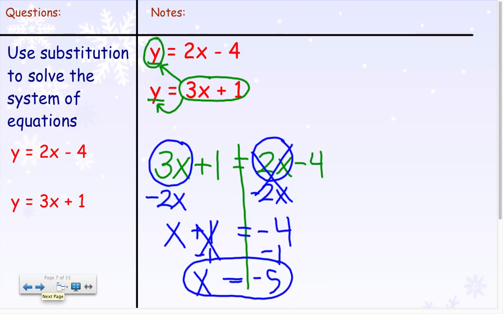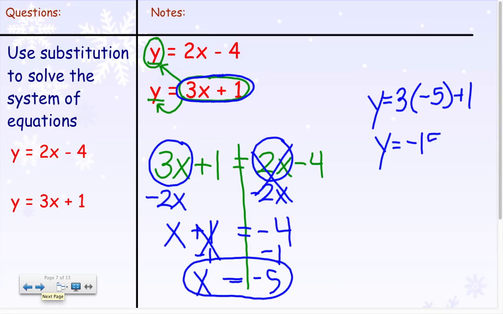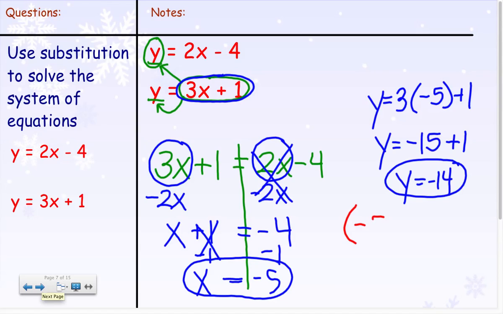Then I'm going to take negative 5 and plug it into the x in my circle. So y equals 3 times negative 5 plus 1. 3 times negative 5 is negative 15. Negative 15 plus 1 is negative 14. So my coordinate point where my two lines would intersect is negative 5, negative 14. Remember, we always go x then y. So if you've been confused about what order to put the coordinate points, order of the alphabet, every coordinate point goes x then y.